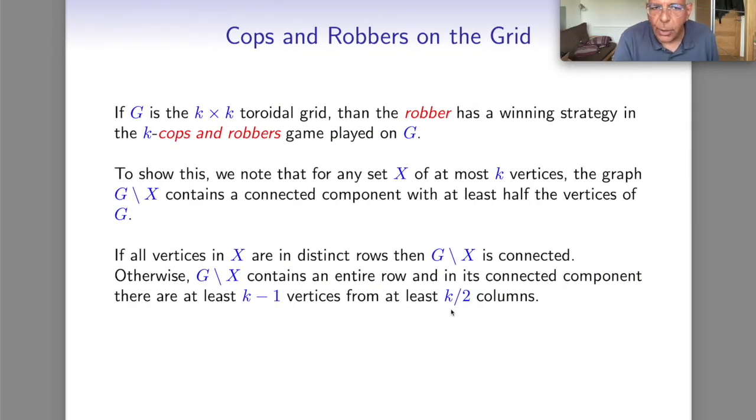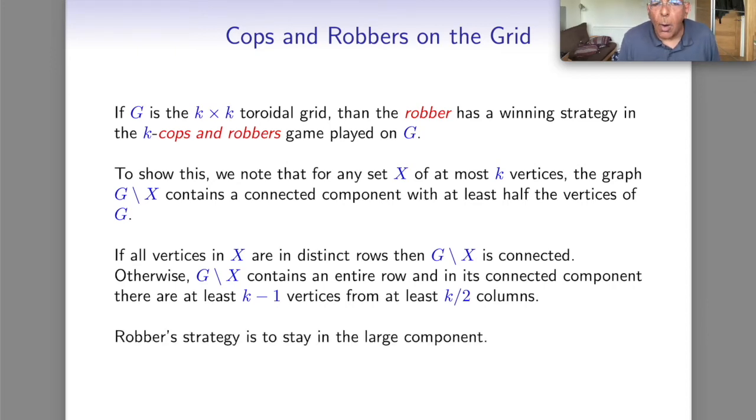So for at least half the columns, at least k minus 1 vertices are connected to this row. So altogether, the connected component of this row contains still at least half the vertices. Okay, so either way, we have a connected component with at least half the vertices. Robber's strategy is simply stay in the large component. Okay, so given a position X, G without X contains a large component with more than half the vertices, and robber's position is in this component.